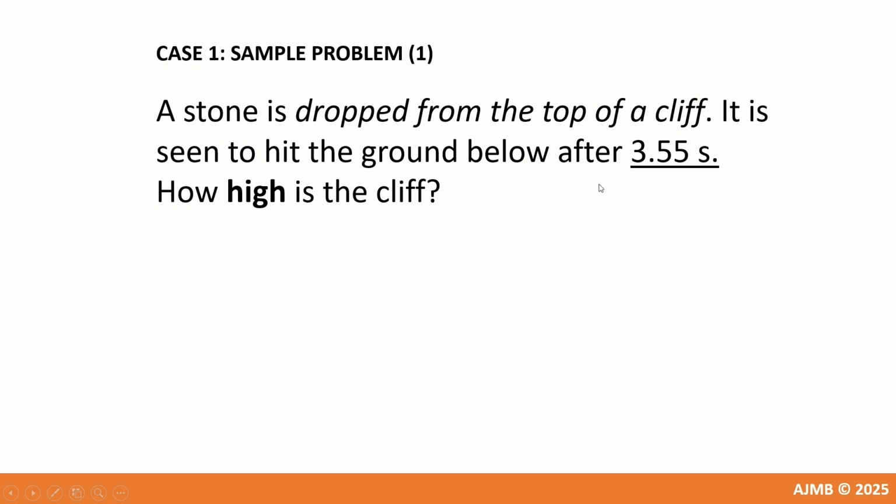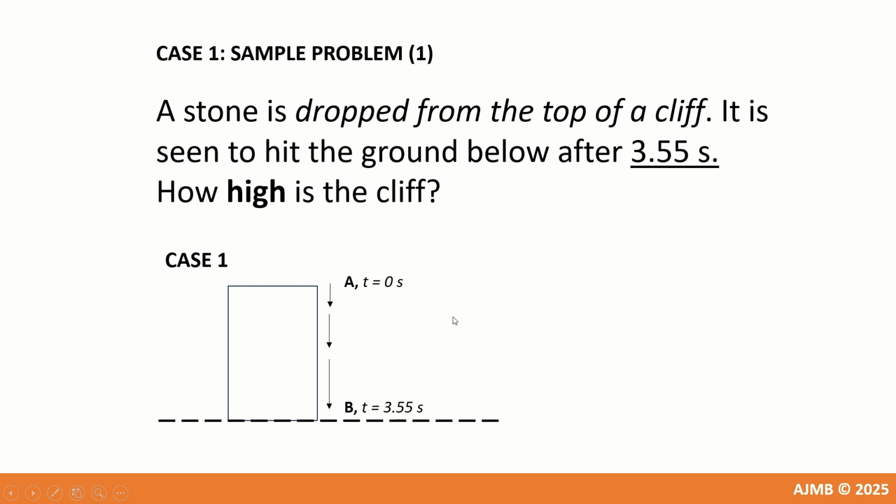If you remember the figure first, here is the figure that we have for case number 1. Here, some important information has been added. For example, at point A, the time is still 0 seconds. And at point B, which is the ground, the time elapsed has been 3.55 seconds. So if you remember the equations, when we are asked to find distances or height, what we use is the second one. So you will use the second equation to solve for this problem.